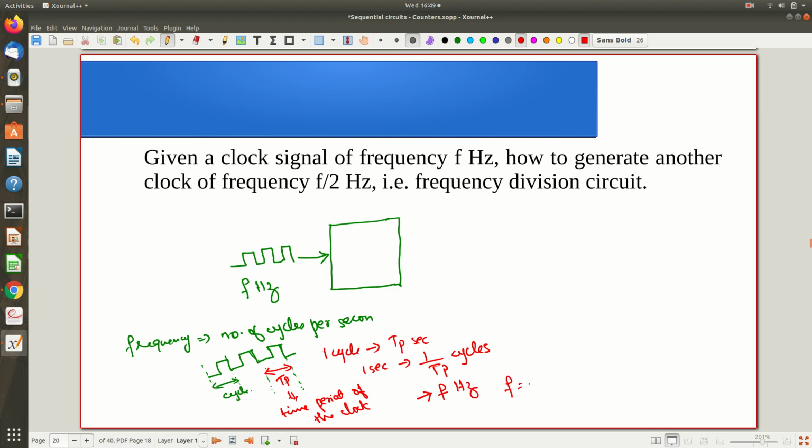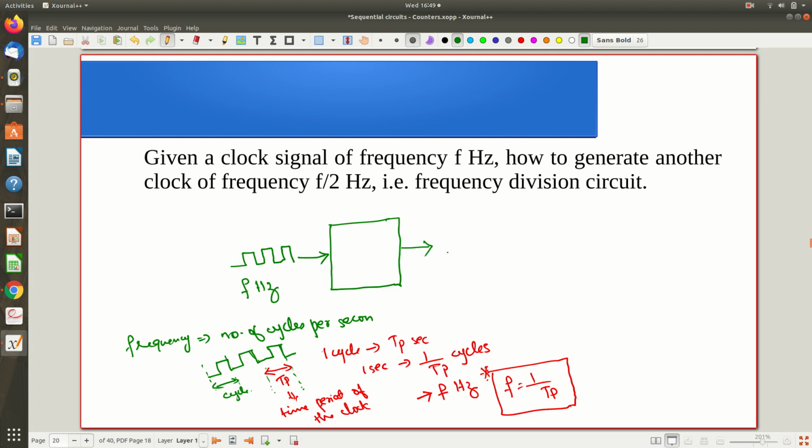So frequency is nothing but 1 by time period. Hope you know this relationship from your school level itself. You are knowing it, right? Anyway, now you know what time period and frequency mean and how they are related to each other. Now my requirement is I need an output wave which is of frequency half of this.